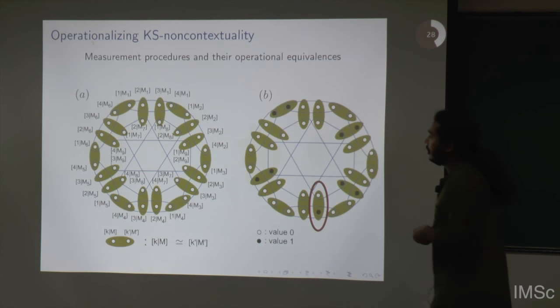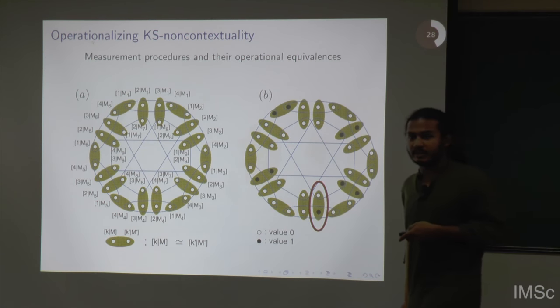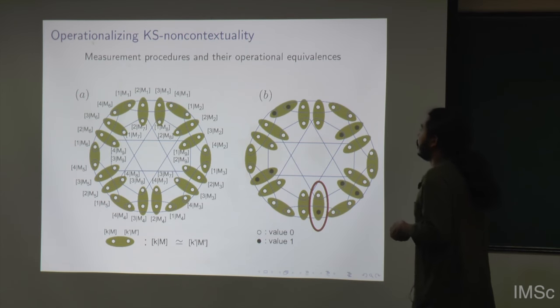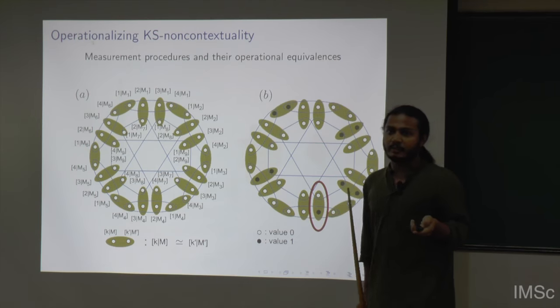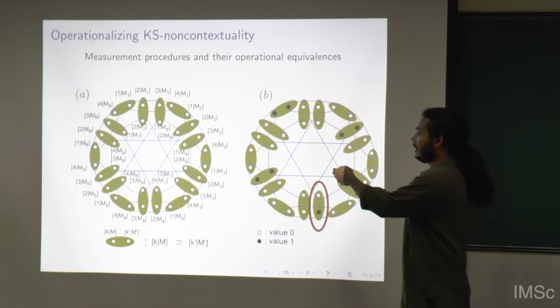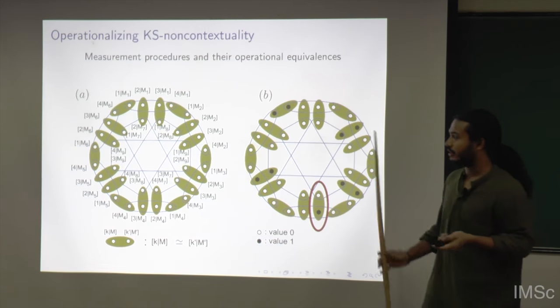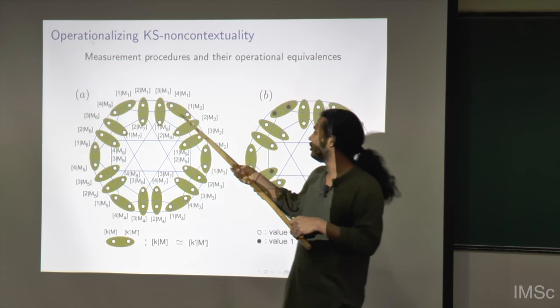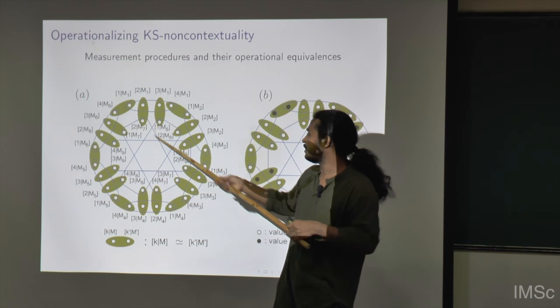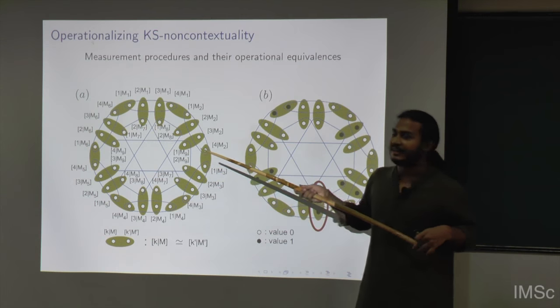Okay, so our work is about trying to overcome these obstacles. Just that 18 vector example that I used, now I'm just drawing a more operational picture of the same figure. There were 9 measurements in that figure: 1, 2, 3, 4, 5, 6, 7, 8, and 9. And they shared some outcomes.